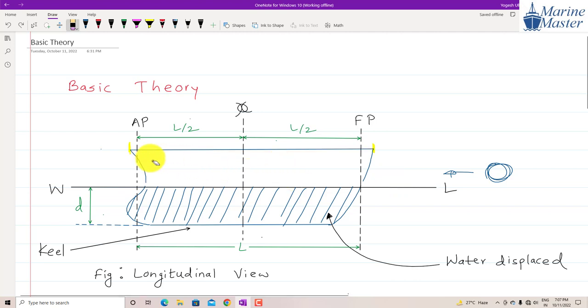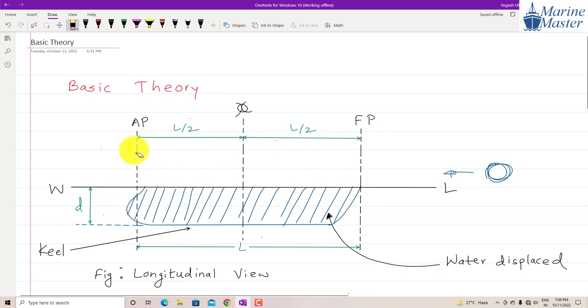What are we going to do? We are going to remove the portion of the ship which is above the water line. And if you observe the ship from the top, then whatever the view.